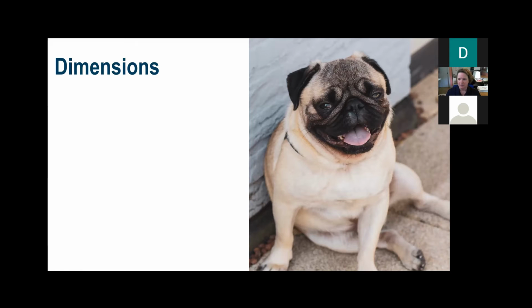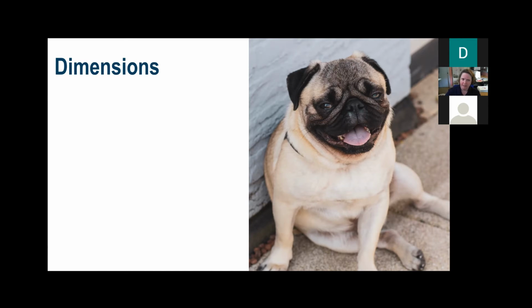Then we have dimensions. Dimensions are our short, fat tables. They typically have a lot of columns in them, but not a whole lot of rows. And the dimensions are what are typically going to be used to slice and dice your facts. I want to see my sales by store, by product, by plant, by state. So anything that precedes the word by, that's typically going to be your dimension.